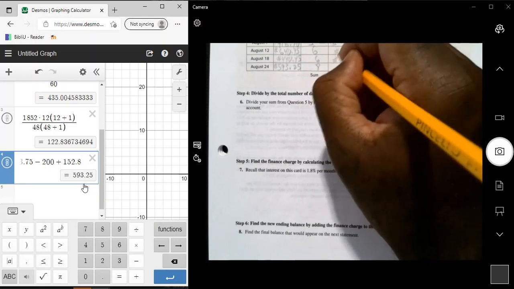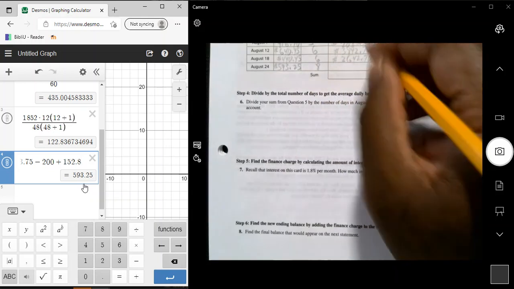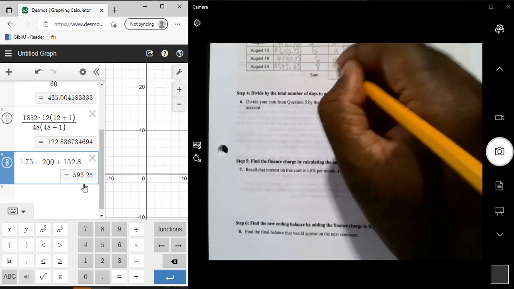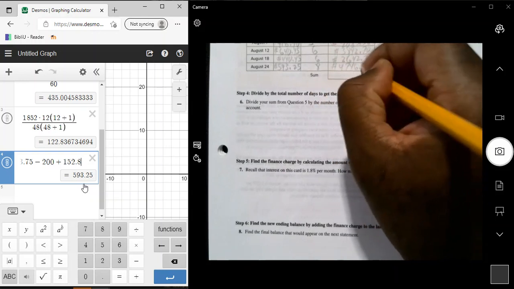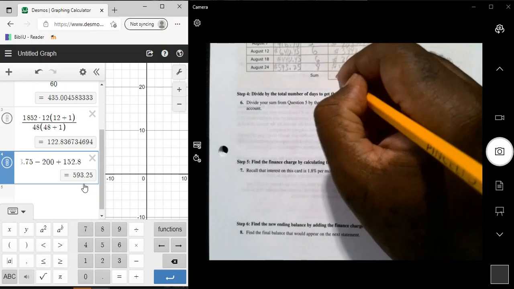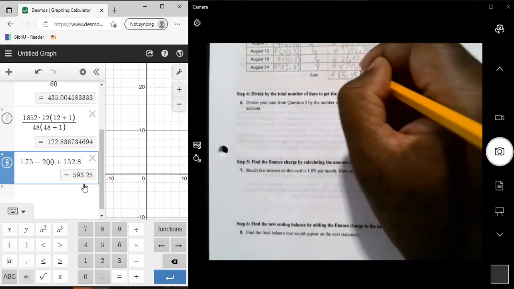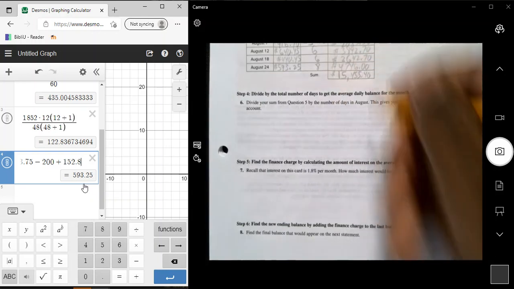So I'm just going to multiply these out. This is just the Desmos calculation. Then when you add all of these up, it'll give you $15,455.40.